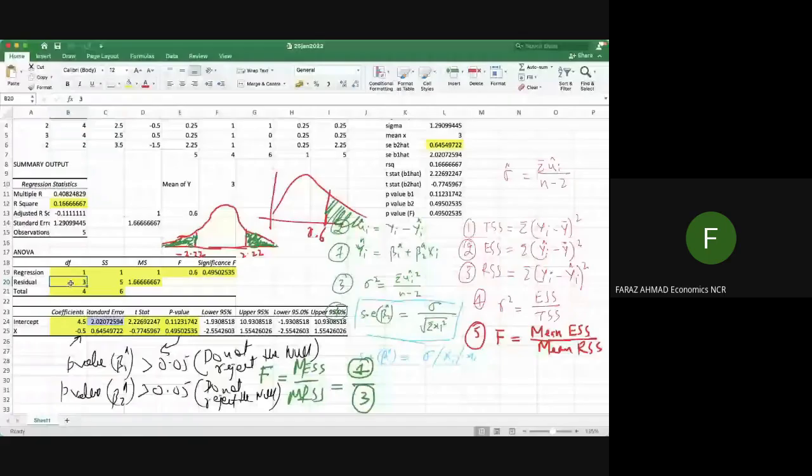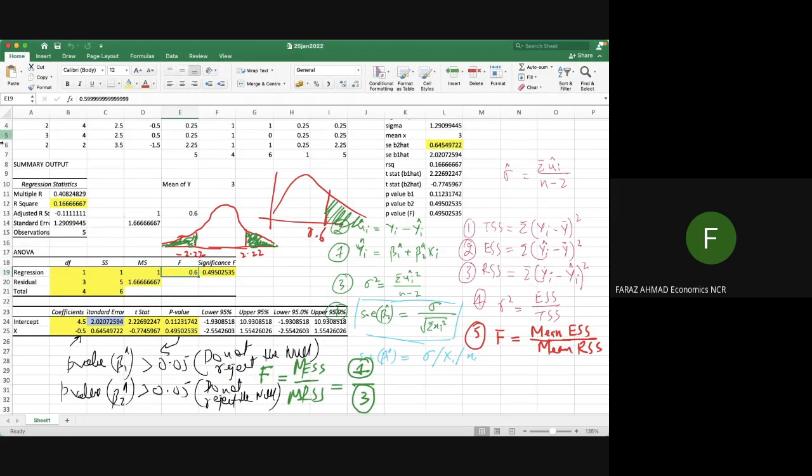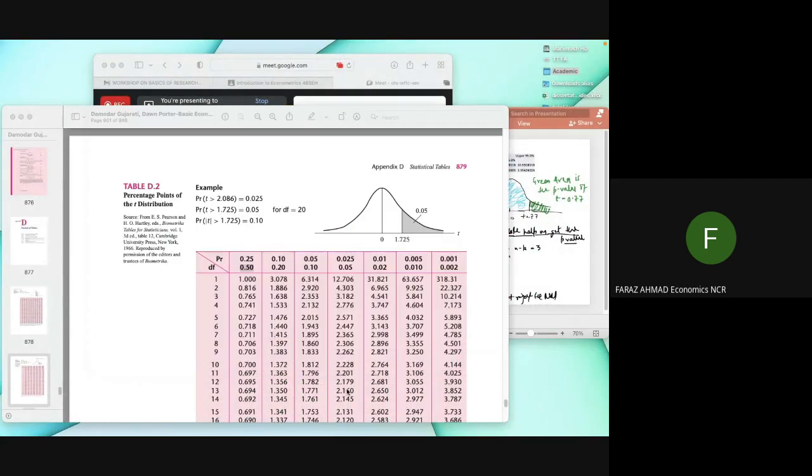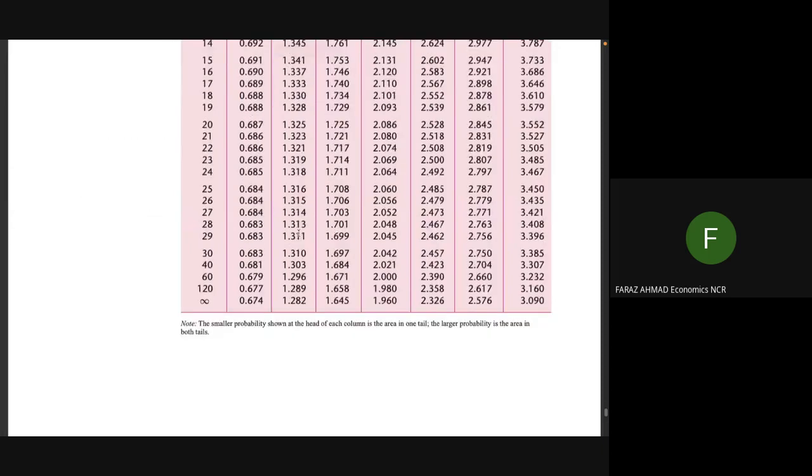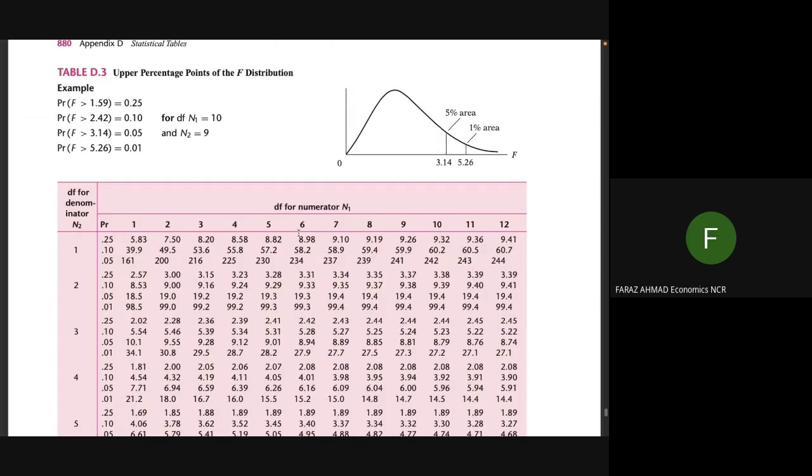So keep in mind, numerator degrees of freedom 1, denominator degrees of freedom 3, and then we have to see 0.6 in the F distribution. Our goal is to get the p-value of the F statistic. So let us go to the F table.